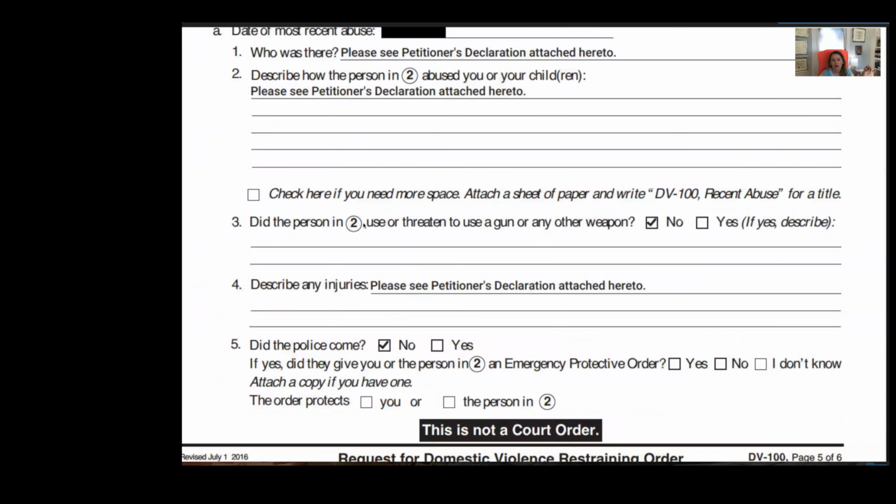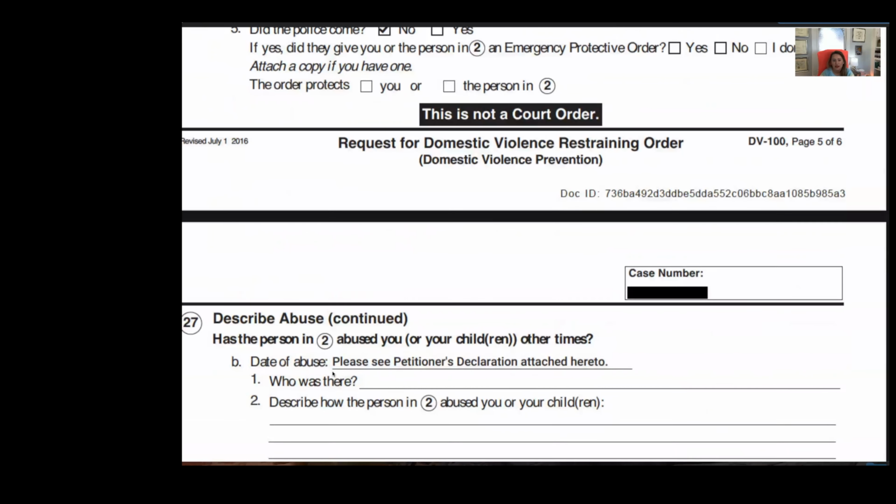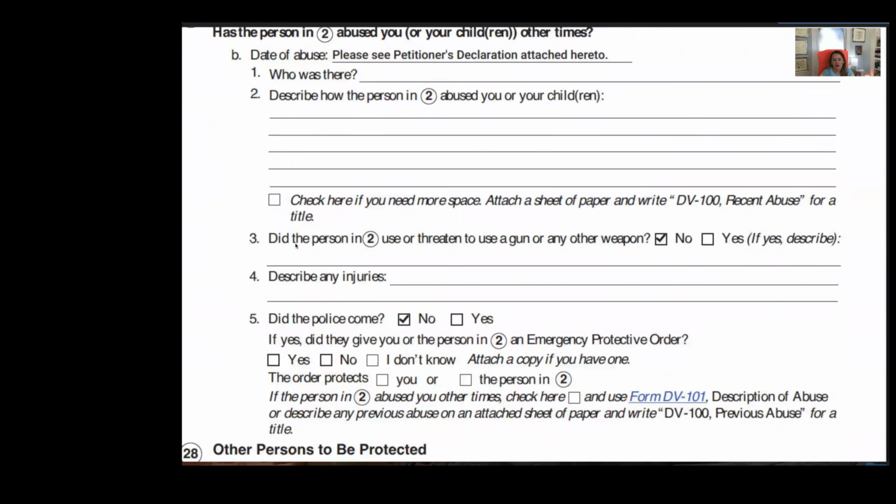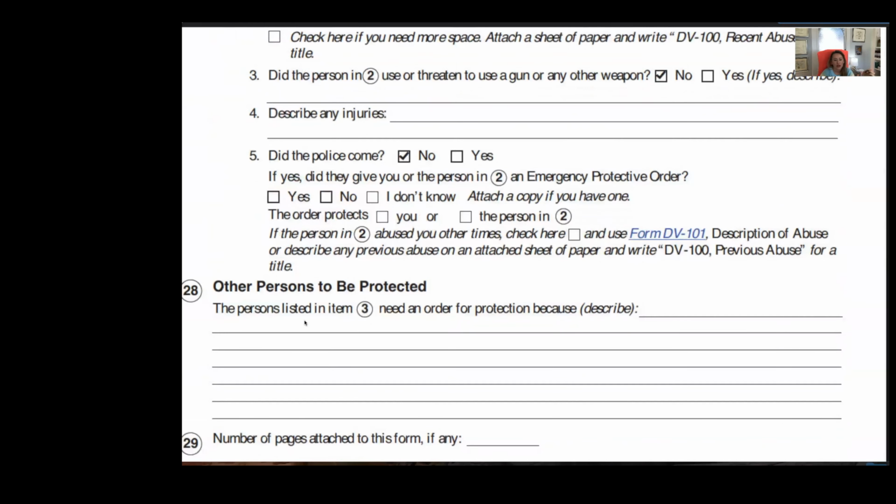Usually you look at number 3. How did they threaten you? Describe any injuries. Did the police come? So read these descriptions, and if any of those apply, then include that in your description of abuse. In number 27, same here, describe who was there, witnesses, injuries, police. If you have a police report, attach it. Anything that can help your case, attach it.